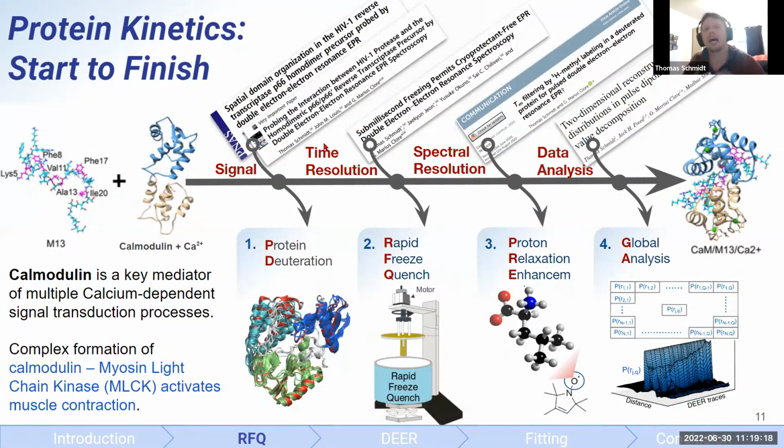Then we're going to do a time resolution. So we resolve each individual freezing step by using the rapid freeze quench system, by simply injecting onto the cold copper disc.